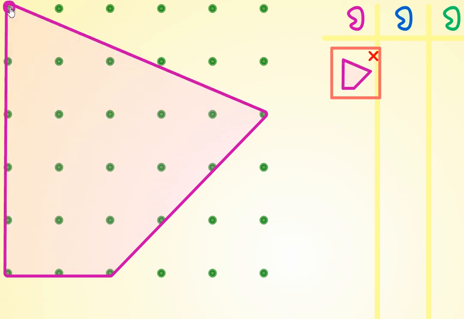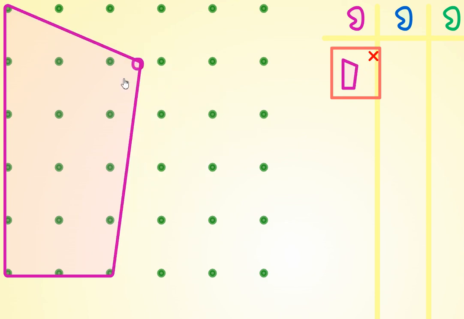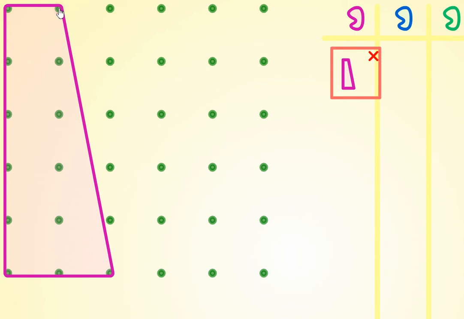What else could I do? I could go big. This is not a parallelogram. This is not a trapezium either. In fact, it's got no parallel sides. It's got no sides of equal length. That is just an irregular quadrilateral. Let's see if I can make another trapezium. Oh yeah, there's one. Can you see the pair of parallel sides?